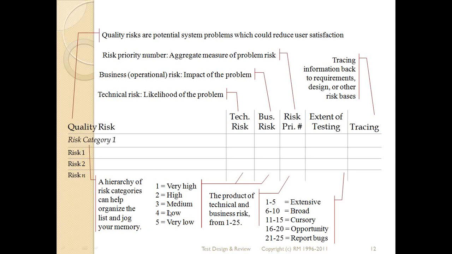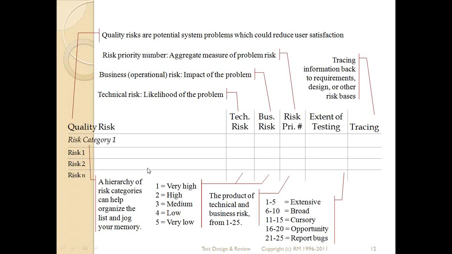If my technical risk is very high, I'll write 1. If my risk is very low, I'll write 5 on the scale. So on my technical risk for cash, say I write 1 here under the technical risk column.